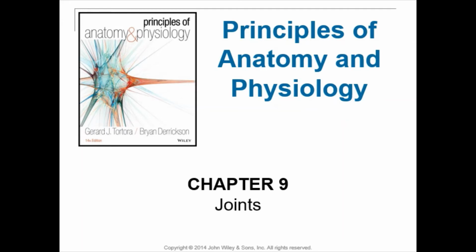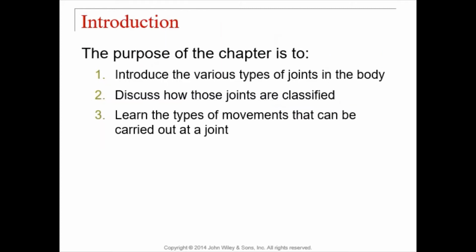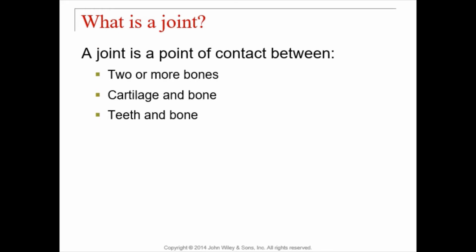And we're going to finish off the skeletal system with chapter 9, talking about joints. And when you think about a joint, it's really just a location. And when you think about the location, it's primarily where bone meets bone. But technically, there are actual other things in your body that classify as a joint.